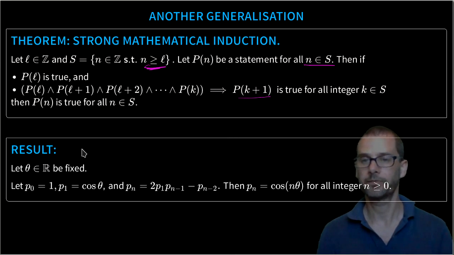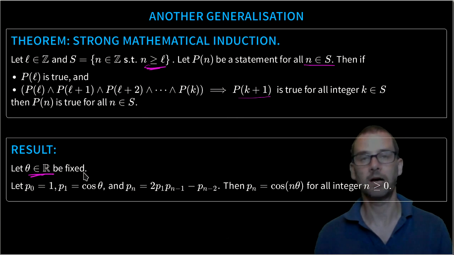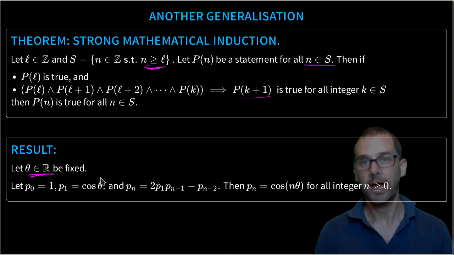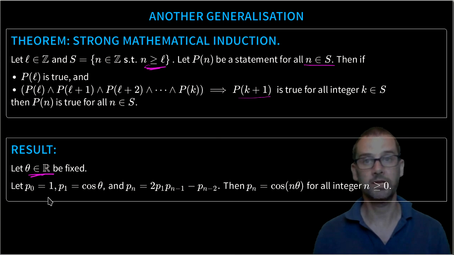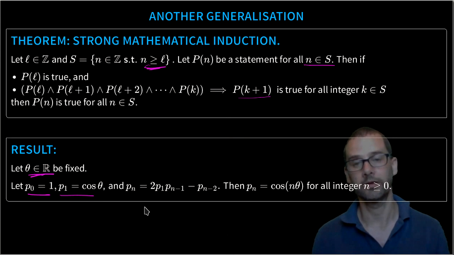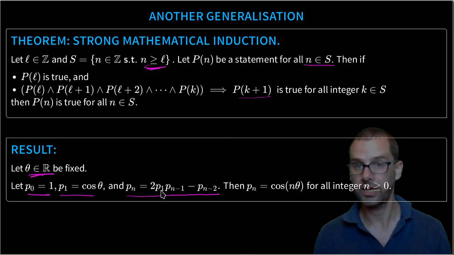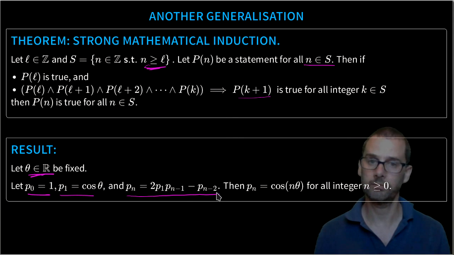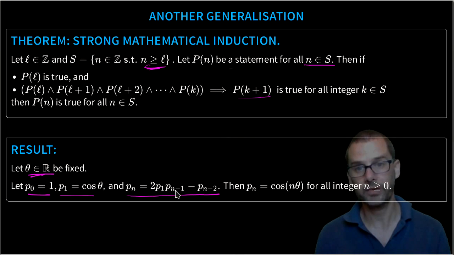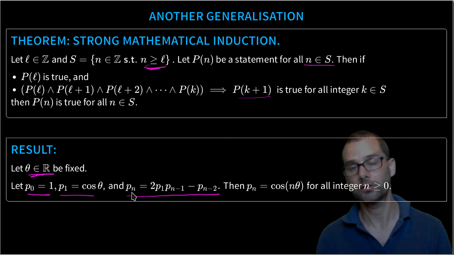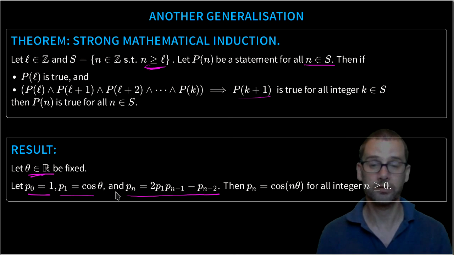So here's a result. Let theta be some fixed real number. And I'm going to define a sequence of numbers, P0, P1, and so forth, recursively. So P0 is equal to 1, P1 is going to be cosine theta, and then I'm going to define all the future terms based on P1, Pn minus 1, and Pn minus 2. So based on Pn minus 1 and Pn minus 2 and P1, I get the next term. Okay? So this is just defining our sequence of numbers recursively.